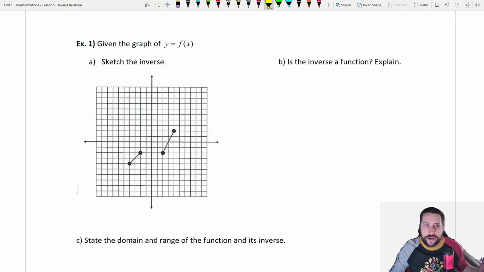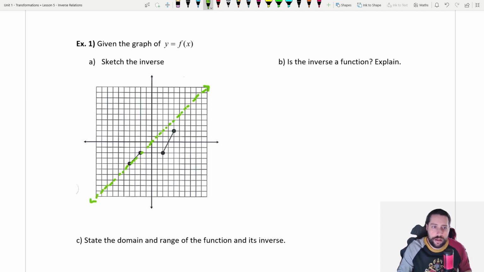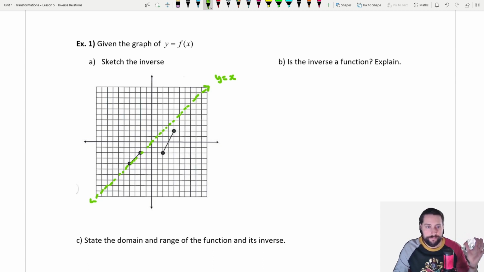Okay, so what we are going to do is sketch the inverse of this function. Given the graph of y equals f of x, sketch the inverse. One thing I would like to show you is that we're again going to do the reflection of this over the line y is equal to x. I'm just going to draw a dotted line to reiterate that that's what we're doing. So this is y is equal to x. Okay, so we're going to swap the x and y values.